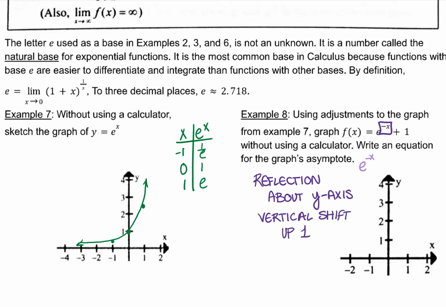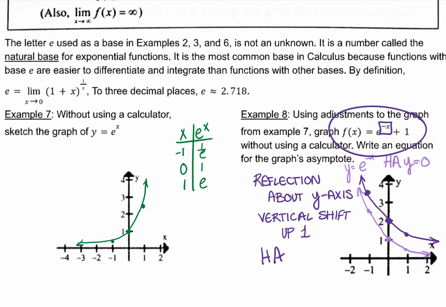e to the negative x without the shift would look like this. Now we take this violet graph and shift it up 1. Before the vertical shift, the horizontal asymptote was y equals 0. But after we have shifted up 1, the horizontal asymptote of this new graph, f of x, will be y equals 1.